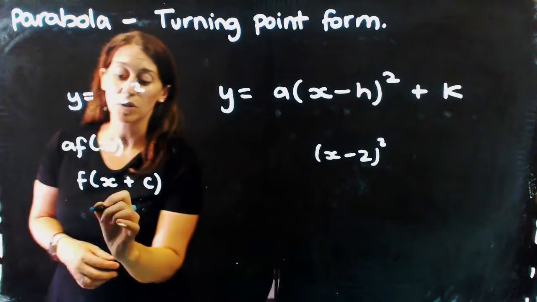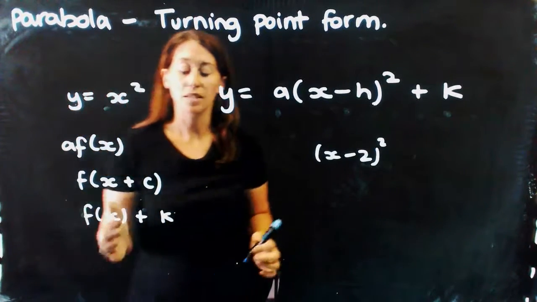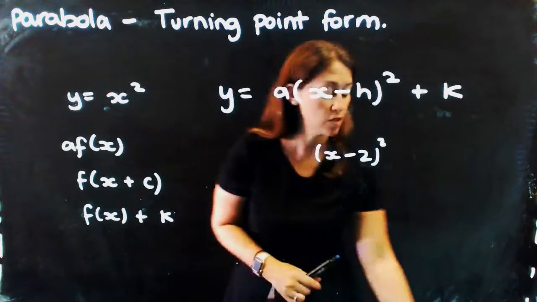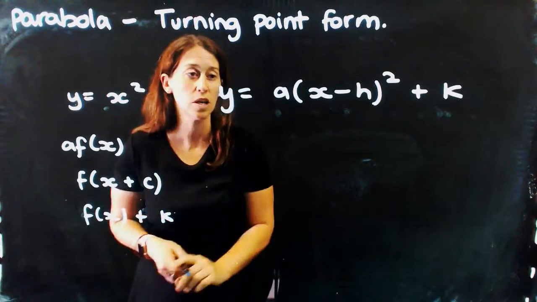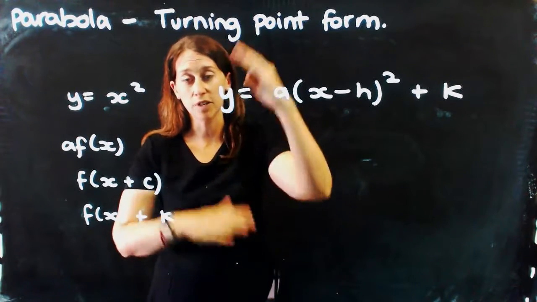And when we've got something in the form of f of x plus k or plus c, it means there's been a vertical shift, and we can see there's a vertical shift. Now turning point form shows us a combination of these three transformations: a being the dilation factor, h being that horizontal shift, and k being that vertical shift.